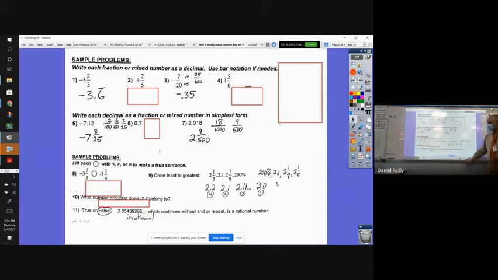True or false? 2.8543929 8..., which continues without ending or repeating, is rational. No, it is not. Rational numbers are decimals that end or decimals that repeat. If they don't end or repeat, they are irrational. So this one is false. Irrational, like pi. Pi is the most famous irrational number: a decimal that never ends, never repeats.